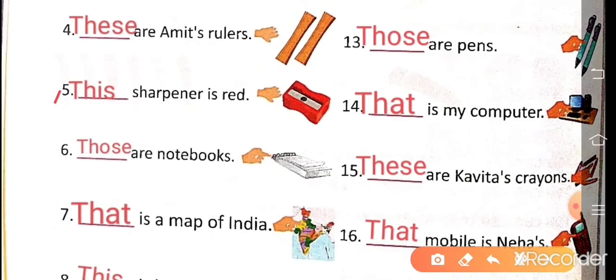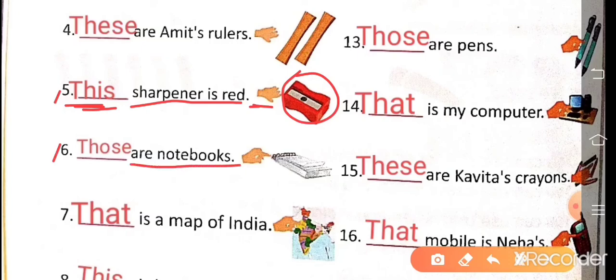Number 5, dash sharpener is red. So this hand indicates for near. So for near we use this. This sharpener is red. Number 6, dash are notebooks. So this hand indicates for far. So for far, those. Those are notebooks.